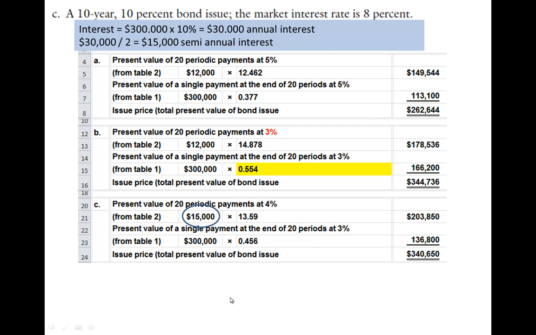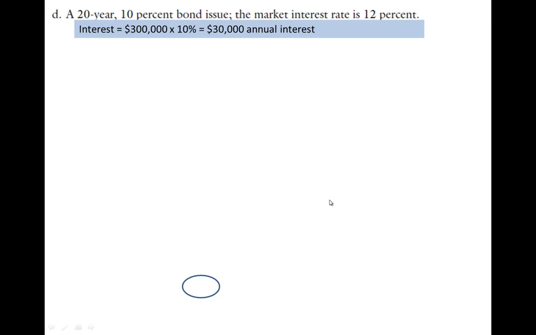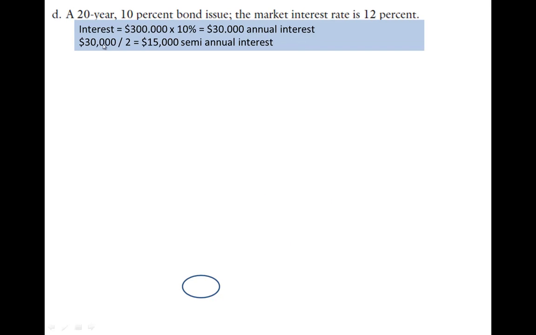So then let's look at what happens for D. Now we've increased to 20 years. We went from 10 years to 20 years. Our face rate, the bond rate, is 10% and the market rate is 12%. So let's look at what happens. Our interest is still $15,000, $300,000 times our 10% face rate, divided by 2 because it's semi-annual.